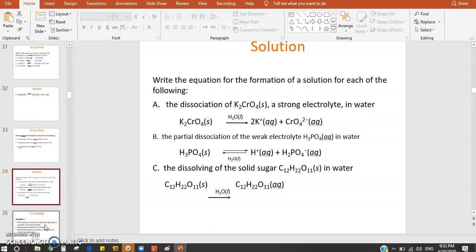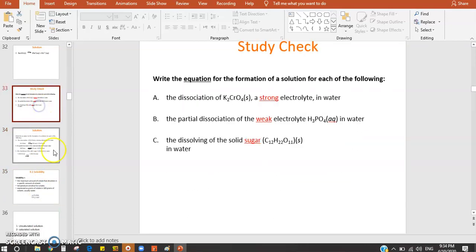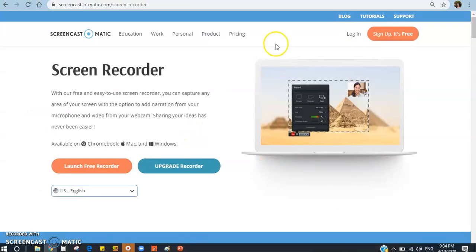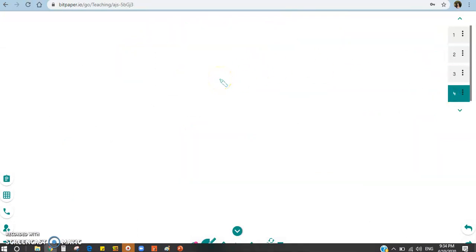K2CrO4. And then we have H3PO4, partially dissociated. And then we have C12H22O11, and it's not dissociated in water.